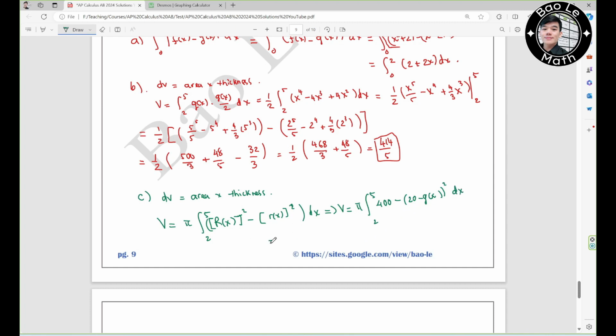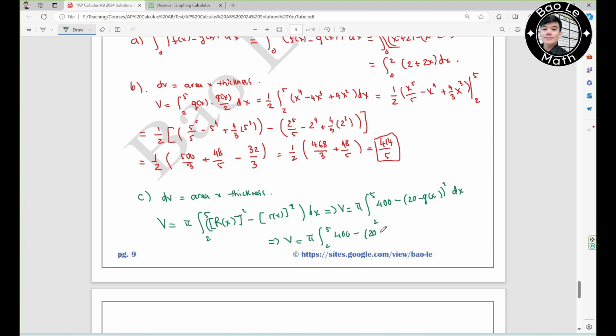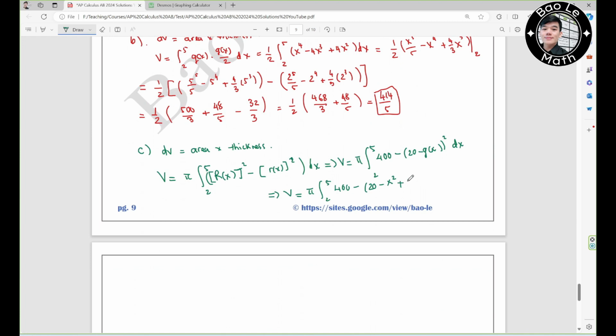Alright, so we just substitute the value. V equals pi, the integral from 2 to 5 of 400 minus the quantity 20 minus g(s), but g(s) equals s squared minus 2s, so it's going to be 20 minus s squared plus 2s, all together squared, ds. And it's a good time to stop.